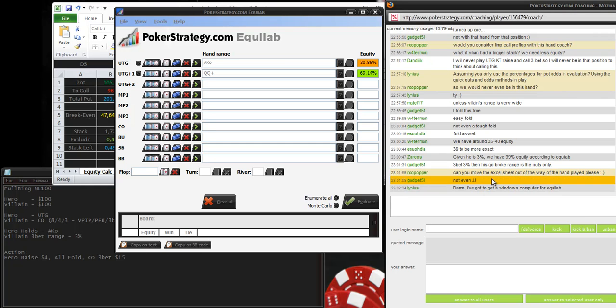Can you move the Excel sheet out of the way? Here, the hand please. Oops, yeah, sorry.